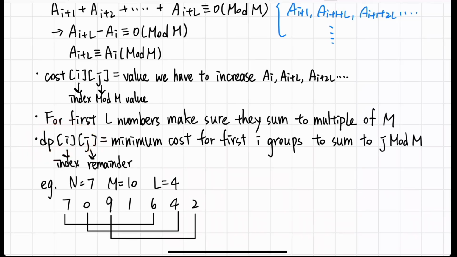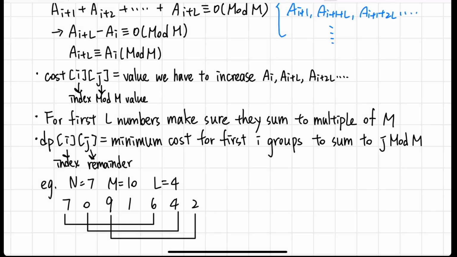This time, i still represents the index and j still represents the remainder. And again, this is the minimum cost, but now it's not in one group, but the first i groups to sum to a remainder of j mod m. So we want to find the minimum cost for the first i groups to sum to j mod m.